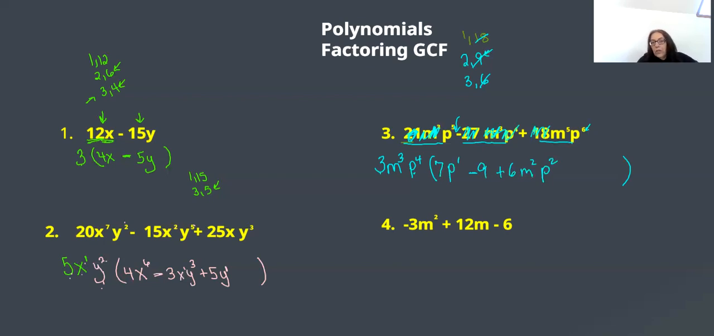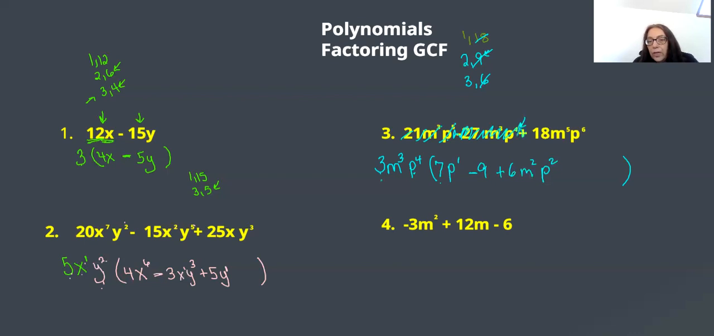Let's go back and check it just to make sure we didn't make a mistake. So we have 3 times 7 is 21. M to the 3rd, p to the 4th times p is p to the 5th. So that one works out. Then I got my minus. Good. 3 times 9 is 27. I've already got the m cubed and the p to the 4th there on the outside, so I don't need that. A positive times a positive gives me that positive, so that's good.